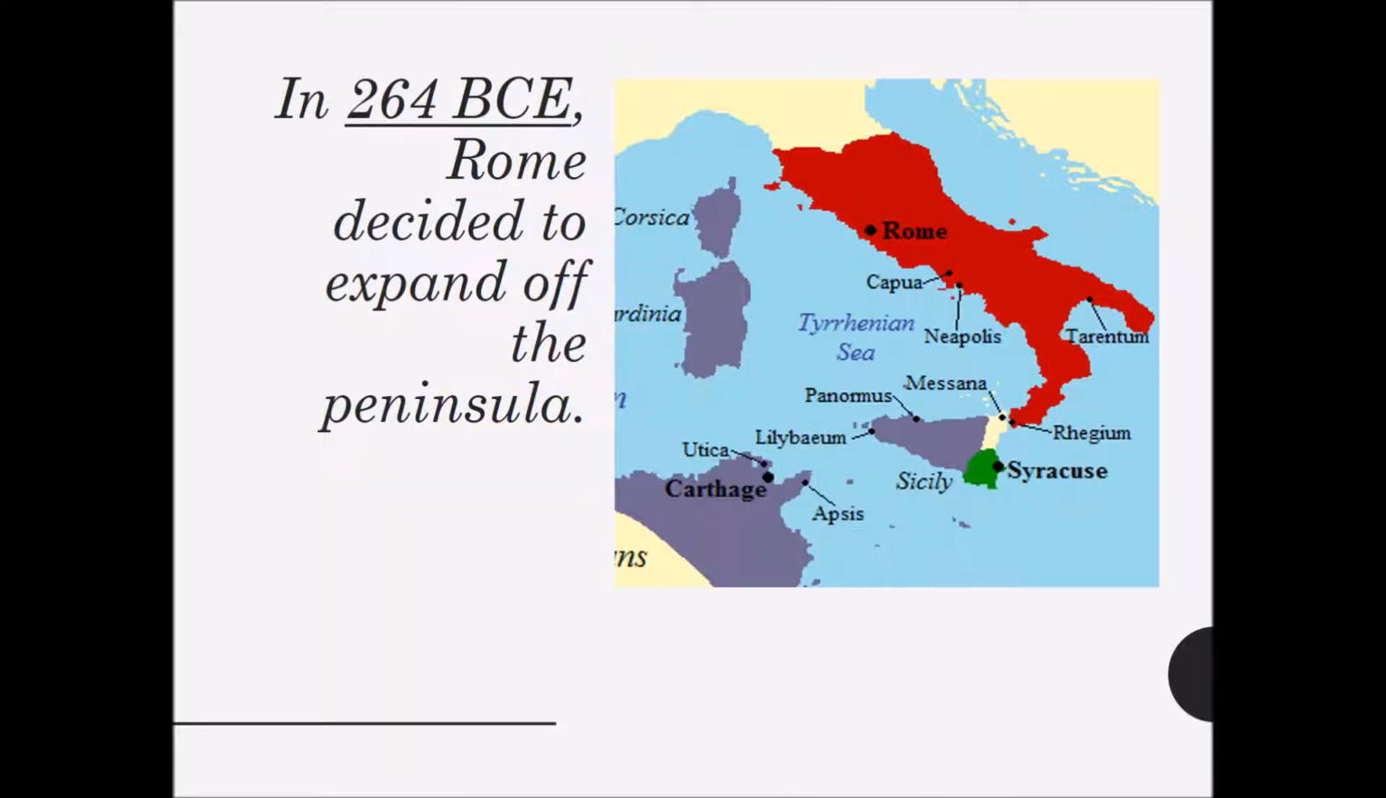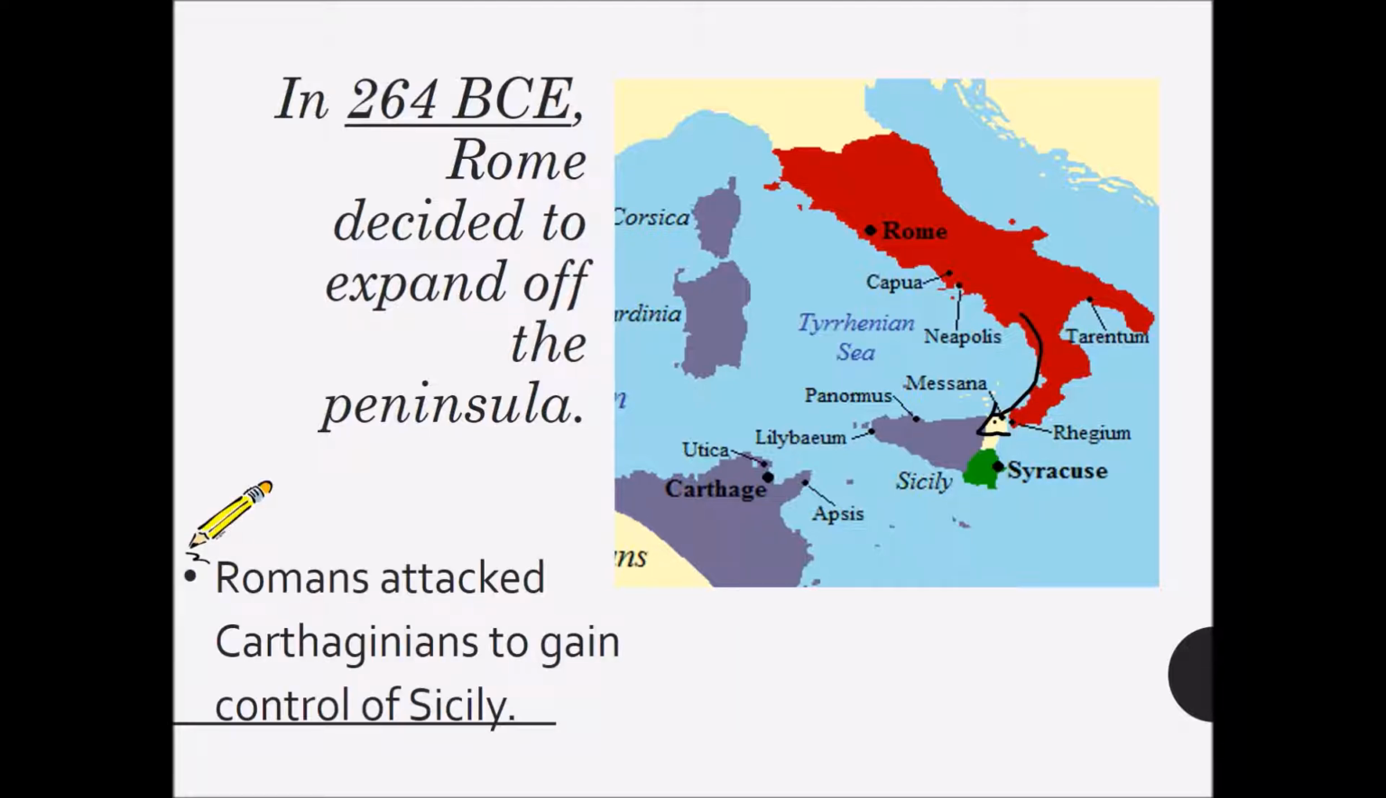And so in 264 BCE, Rome decided to expand off of the peninsula and expand its trading empire onto Sicily, and they attacked the Carthaginians who were in control of Sicily. Now, when I say that Rome decided to attack the Carthaginians, the story is a bit more humorous than that.